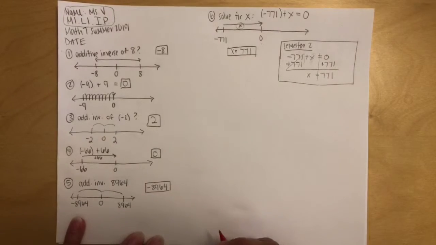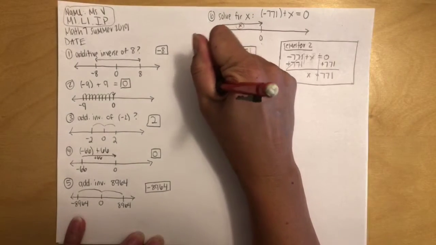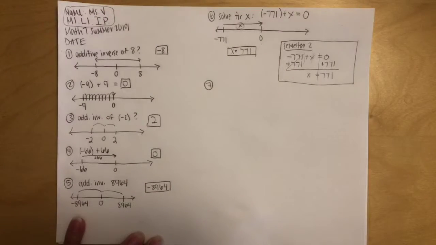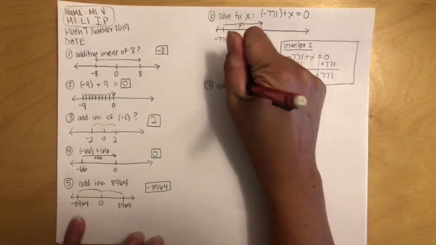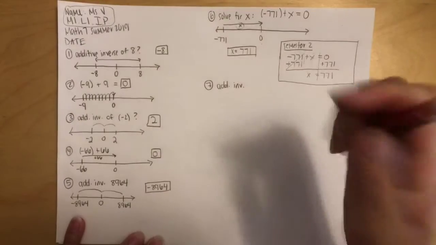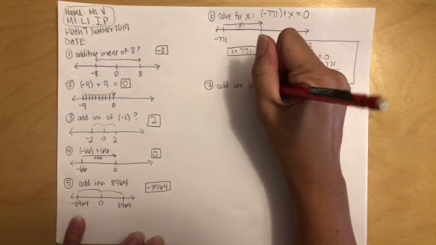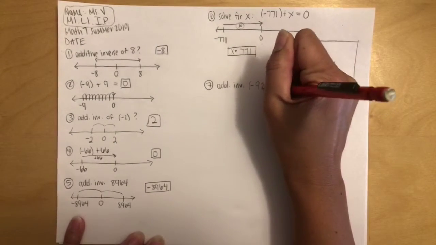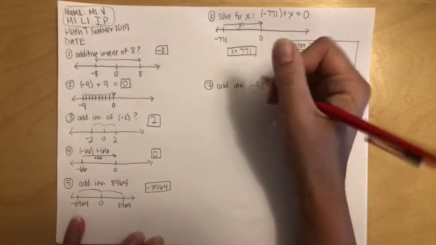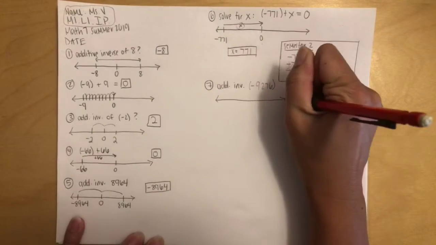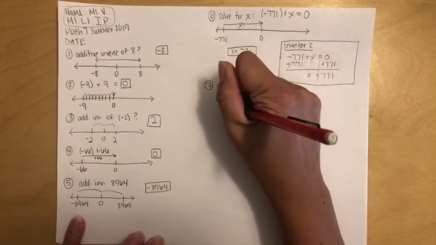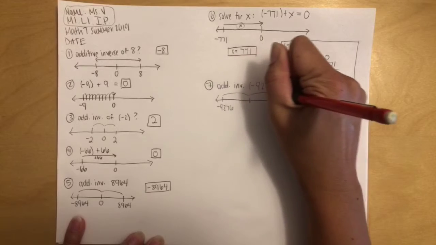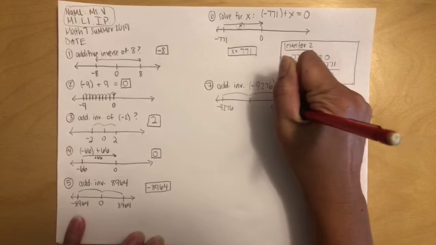Okay, let's go back to our next problem, number 7. It says, what is the additive inverse of negative 9,276? Well, again, I'm using the number line, negative 9,276. And the opposite would be positive 9,276.